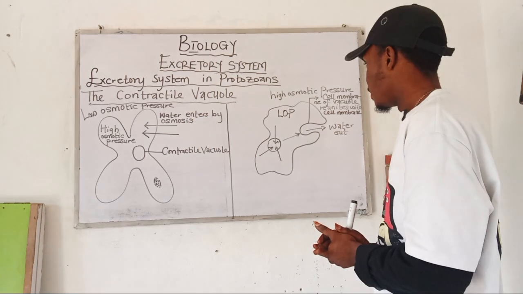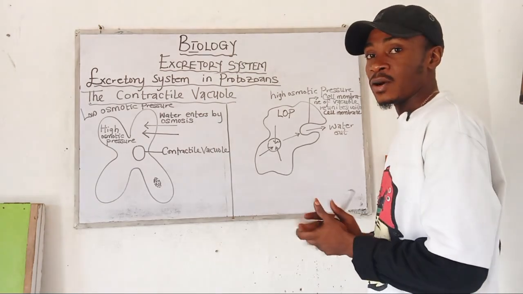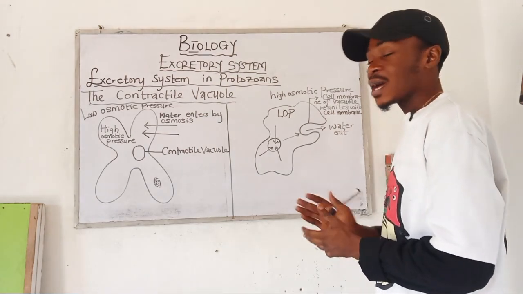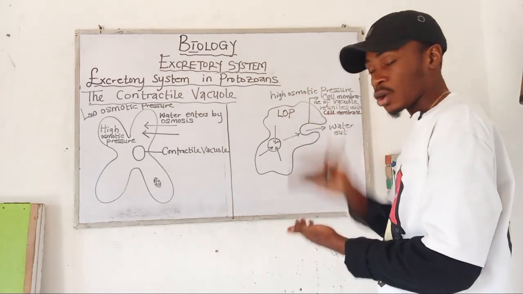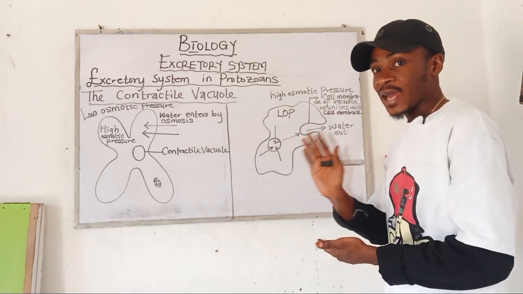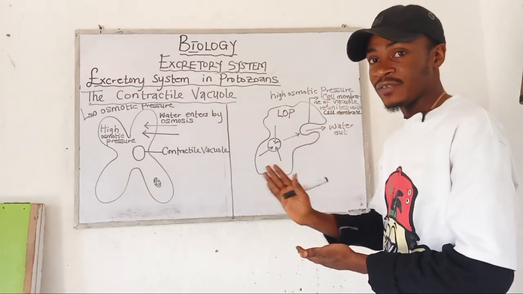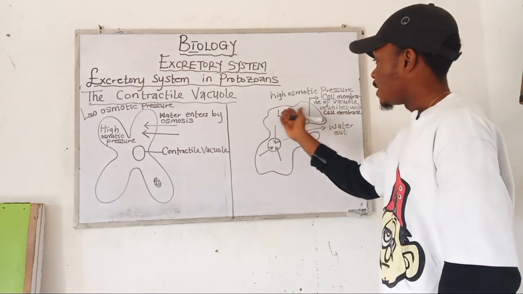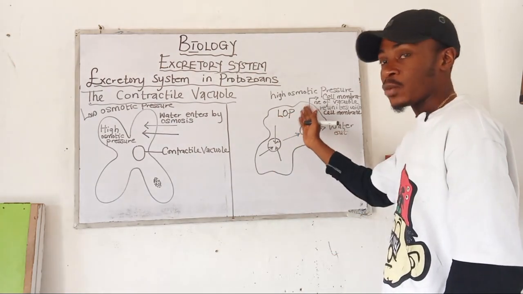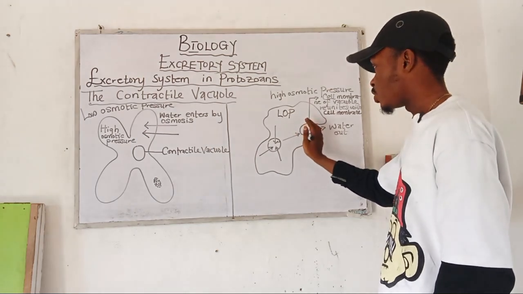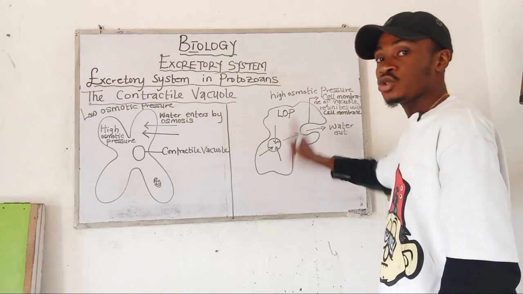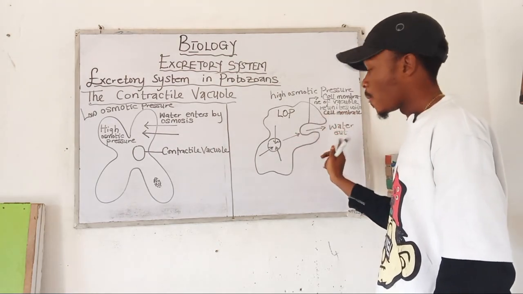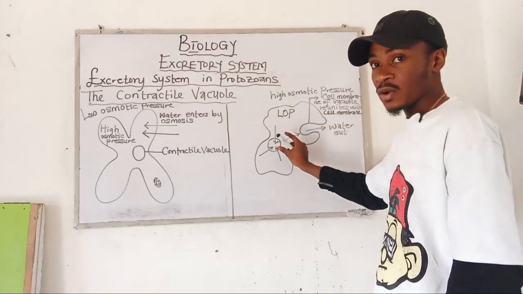Now, when that happens, based on our understanding of osmosis, water always likes to move up a concentration gradient from a region of low concentration to a region of high concentration. Please listen up. This is very, very easy. So now that the internal environment of the amoeba cell has a low osmotic pressure, the water will strive to go out, to be expelled out of the cell from the contractile vacuole, of course.